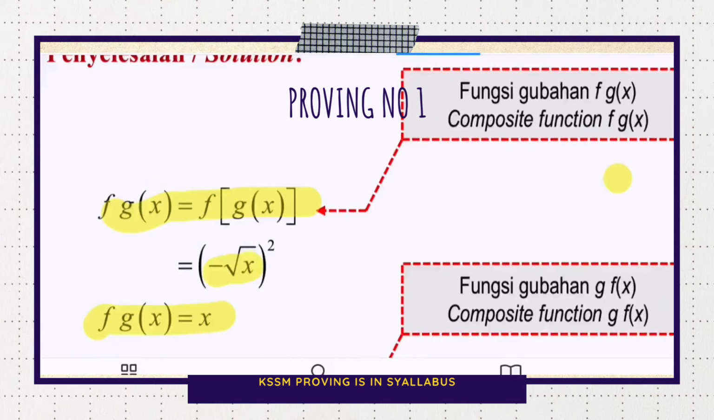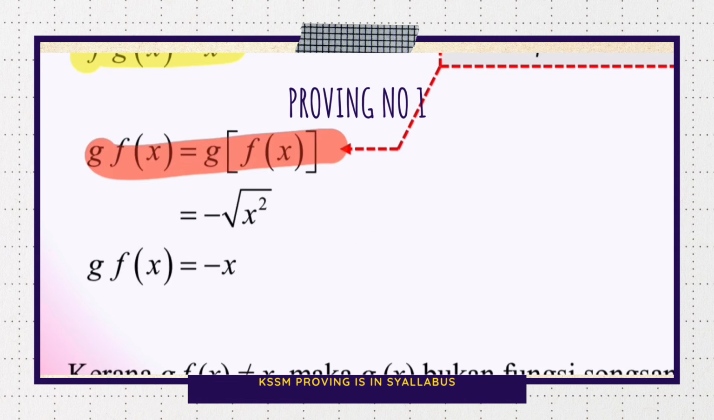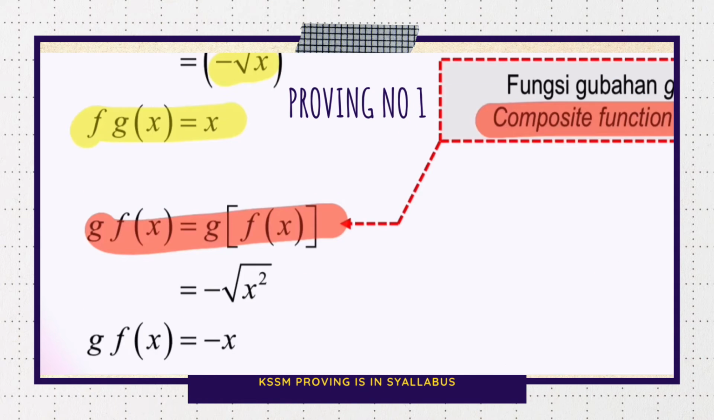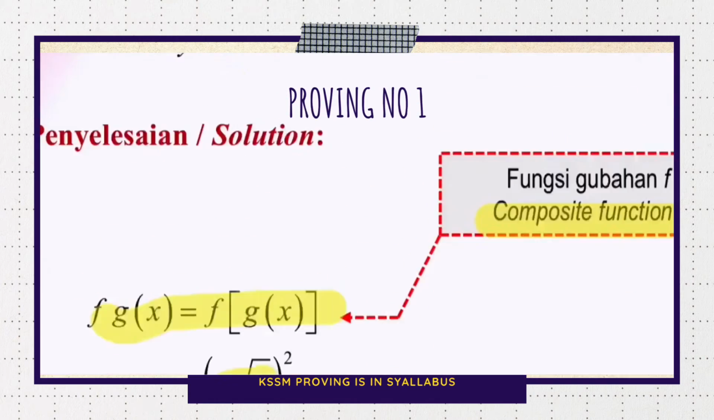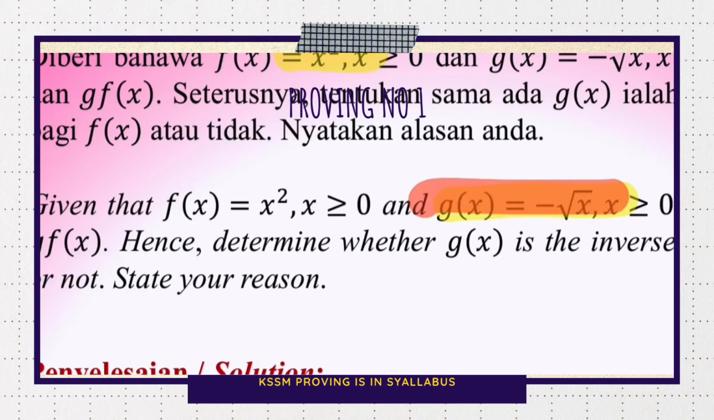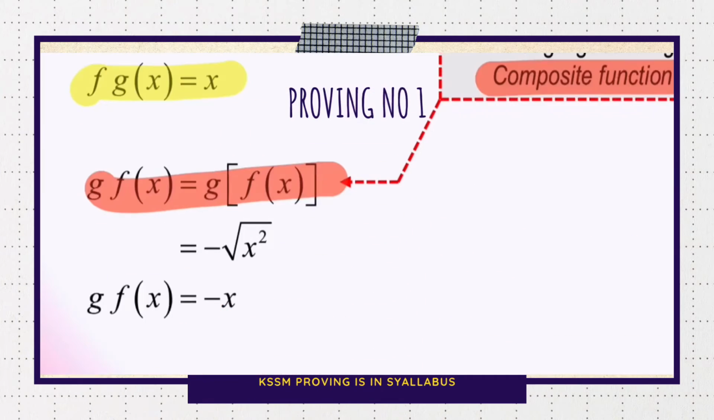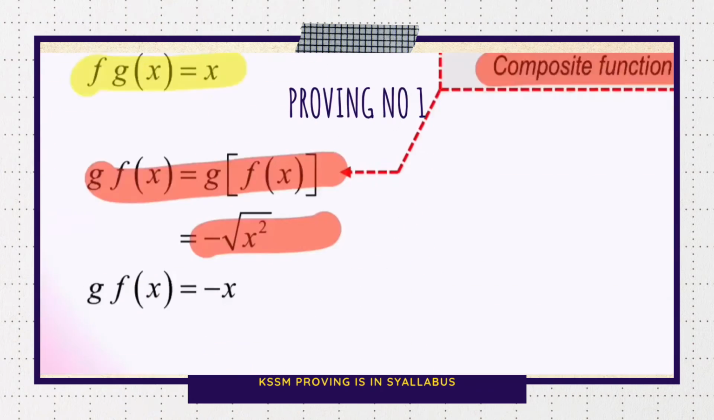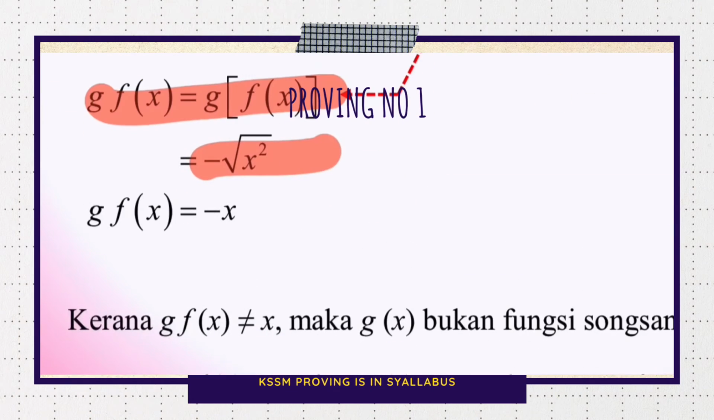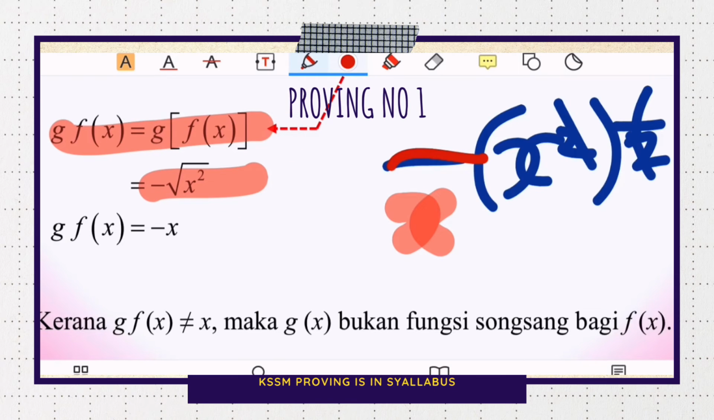x is the object. Now gf(x). Okay? Composite gf(x). And then the function g(x) is given here, right? It's negative square root x. So we have to use the function g, and we will substitute the f(x). f(x) was given x squared, right? So the object now is f(x), and the function is the g. So negative is there, we will get negative x, right?